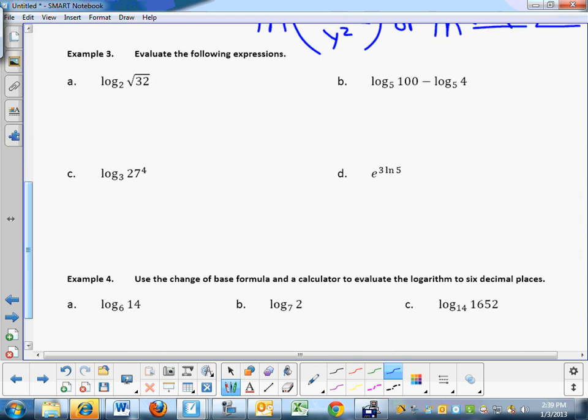Evaluate the following expression. Watch how I do this. We have as follows: log base 2 of 32 to the 1/2 power. Everybody agree that that's okay? All right. Now I'm going to do one more step here. Log base 2 of 32 can be written as 2 to the 5th, right? Yes, no?